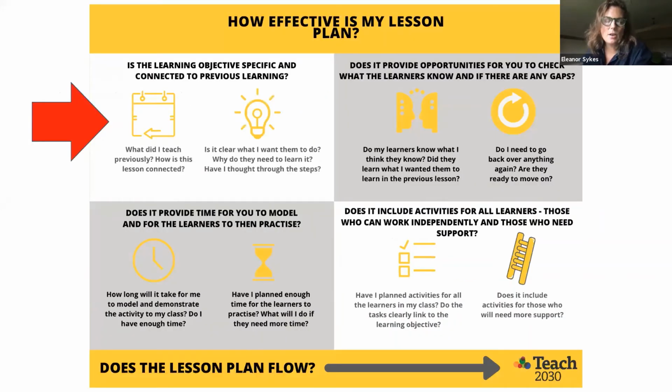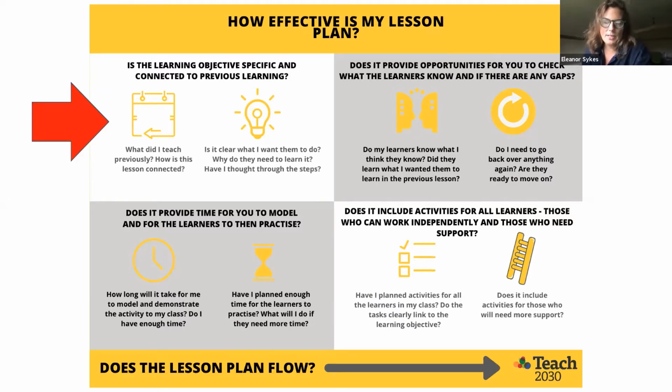You may have seen this in our previous workshop. This is a downloadable resource, actually, that you will be sent in our follow-up newsletter as well, on all the key ingredients of an effective lesson plan. And the section that we're focusing on today is this first one with that very delicate big fat red arrow. Is the learning objective specific and connected to previous learning? That is the key question that as teachers we should ask ourselves every time we write a lesson objective.